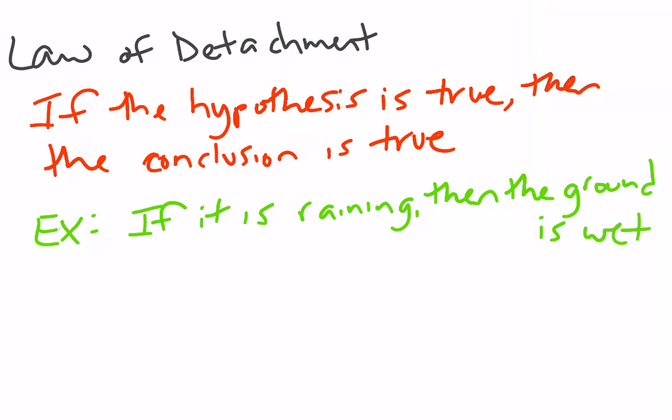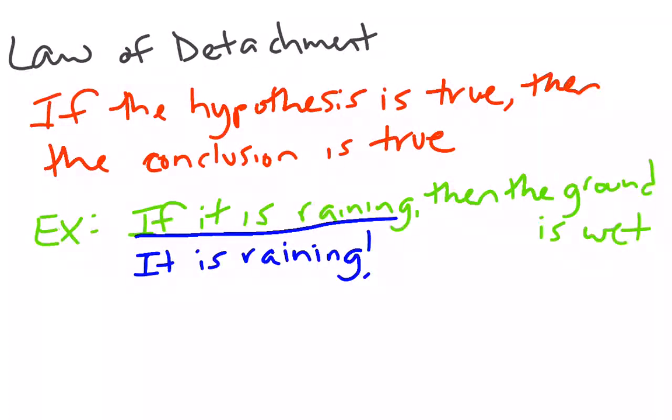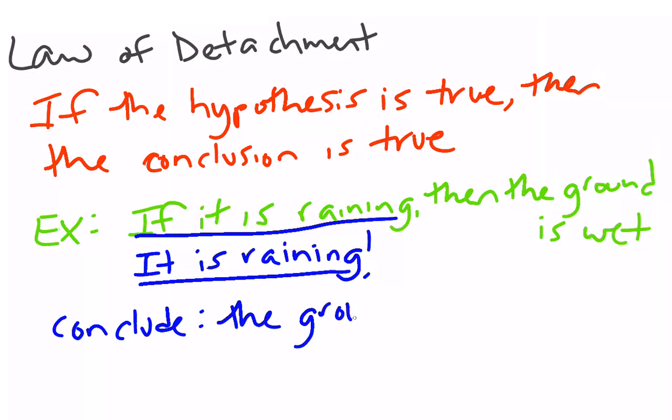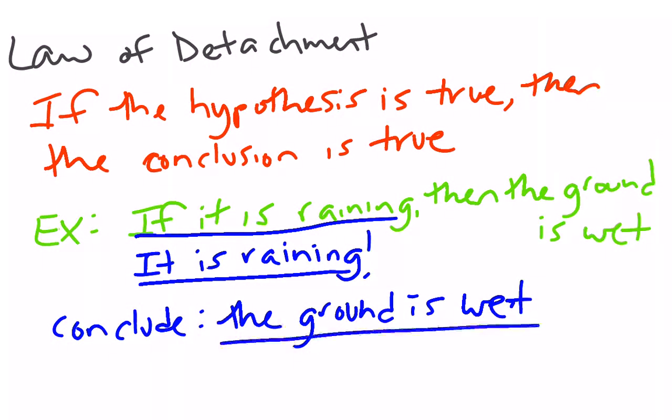So the law of detachment takes that and adds another statement. It says, it is raining. The law of detachment says, since I know if it rains, the ground is wet, and you tell me it's raining, what can I conclude? I can conclude that the ground is, in fact, wet. So it's when you take your conditional and you say, okay, the hypothesis is true, so now that means I know that the conclusion, the ground is wet, can be made. The conclusion is true.